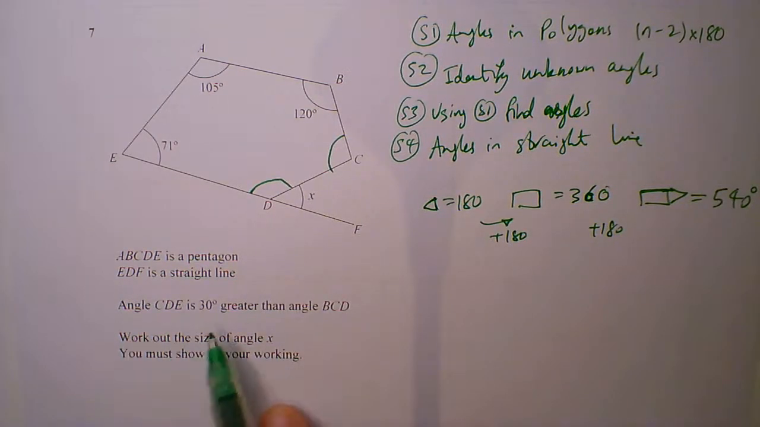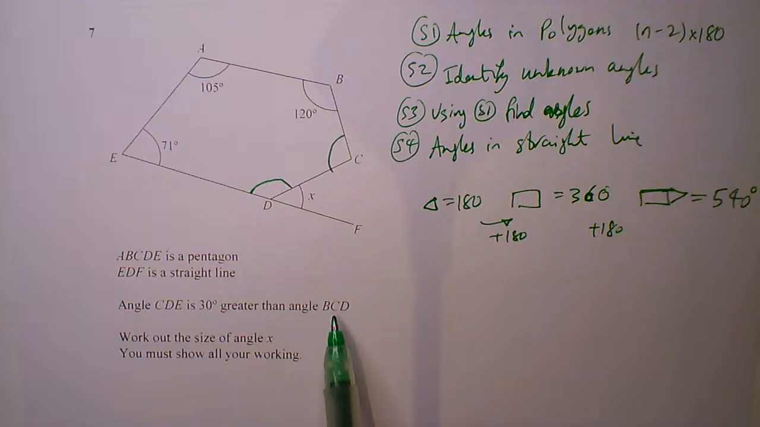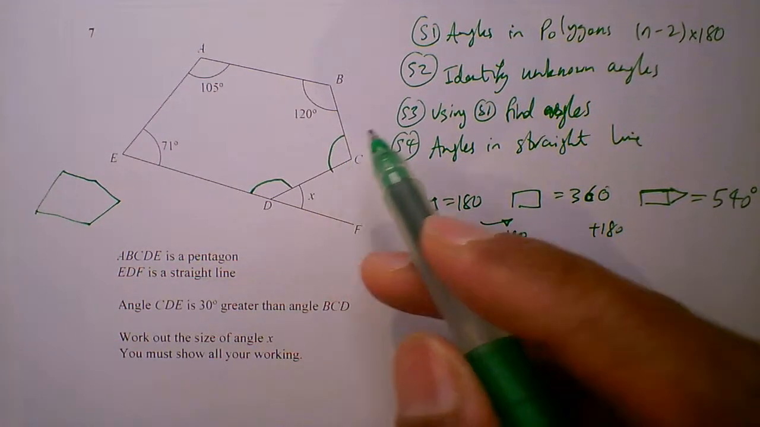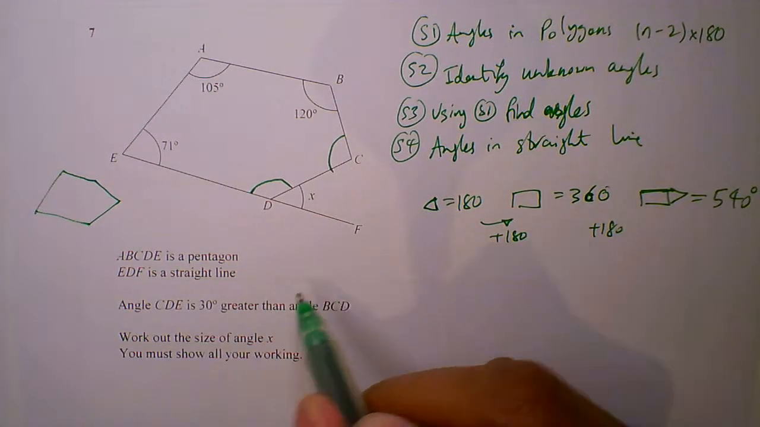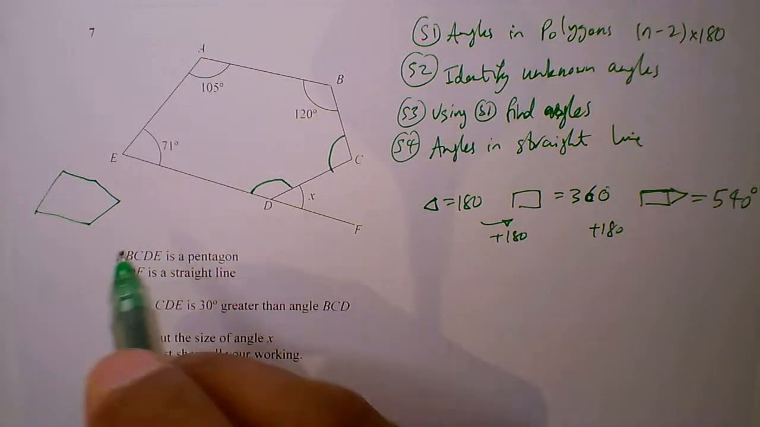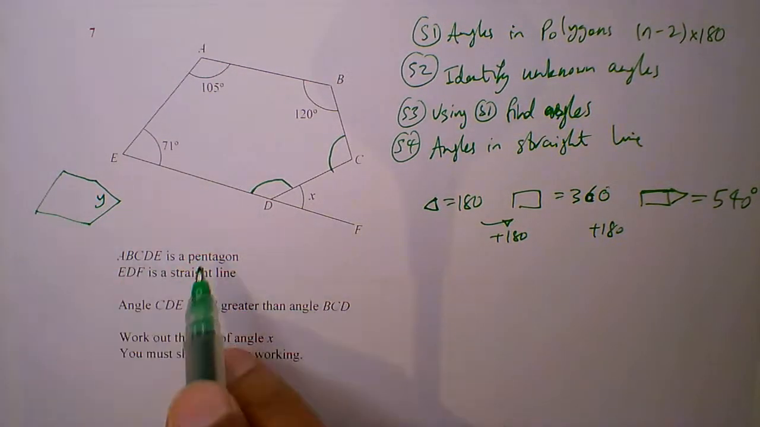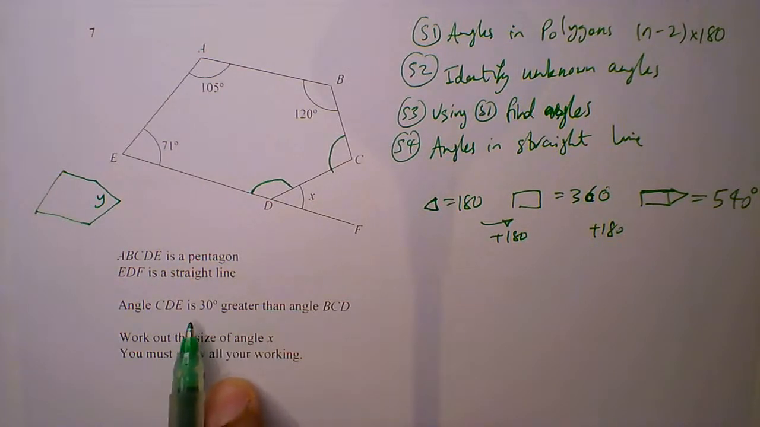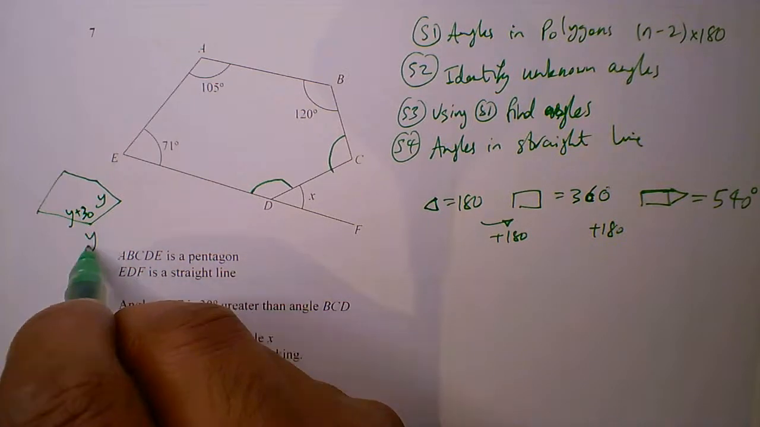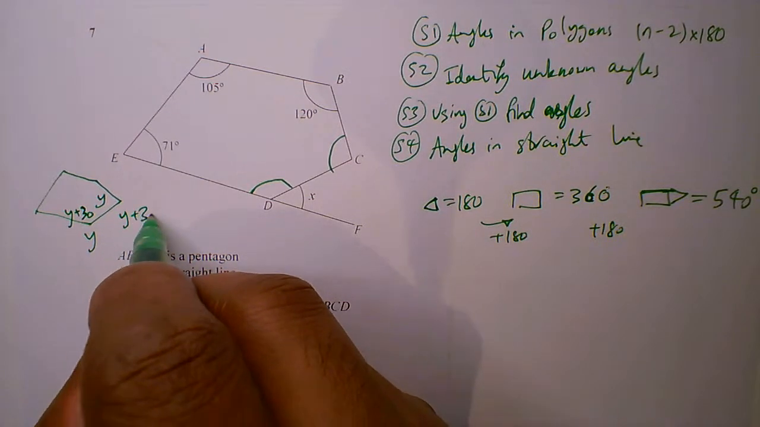Now I need to identify which is which. Angle CDE is greater than BCD. So I'm going to do what I did in one of the previous questions, which is that I am just going to call one of them, I've used X here and X is given, so let's use the letter Y. If this is Y, the other one is 30 degrees greater, so Y plus 30.